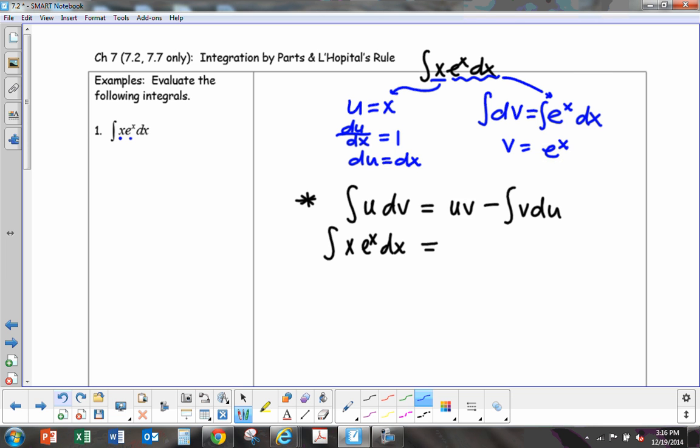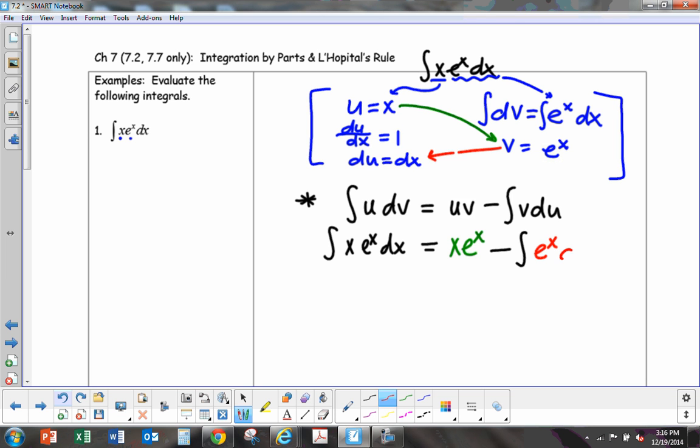And if you write your work in this way, it gives you a visual for how to work the next component. I need to take u times v, so x times e to the x, minus, and then I need to integrate v du. v du is e to the x times dx.